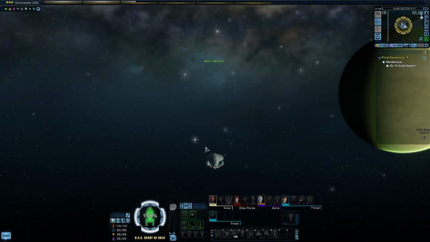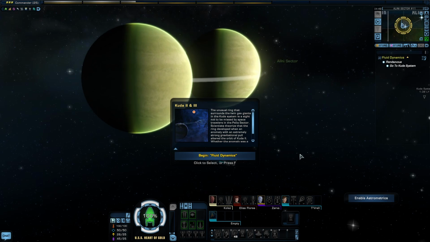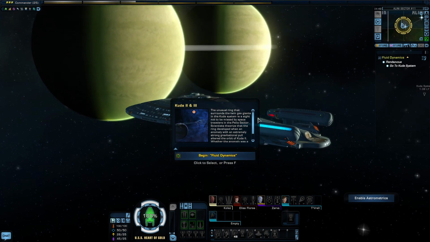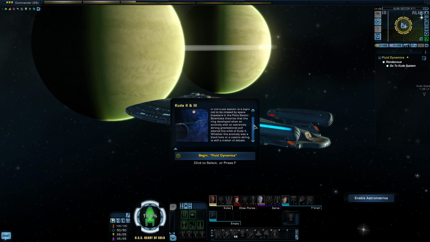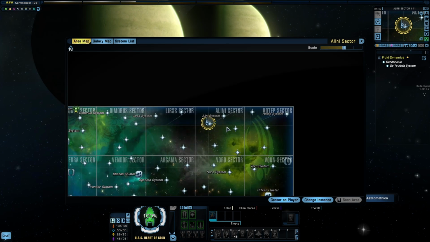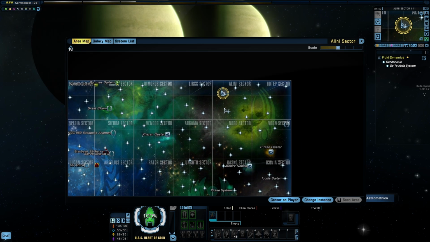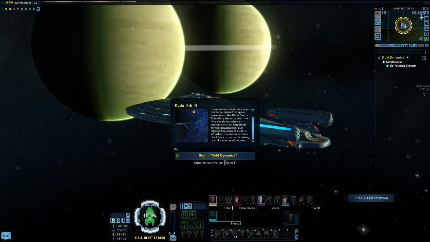Alright, CUDA system. Okay, we have a bit of a bio on this system. The unusual ring that surrounds the twin gas giants of the CUDA system is a sight not to be missed by space travelers in the Pelia sector. Scientists theorize that the ring developed when an anomaly with an extremely strong gravitational pull altered the orbit of CUDA-2. Whether the anomaly was a black hole or a cosmic string is still a matter of debate. Okay, so we're up here, even beyond Romulan space.